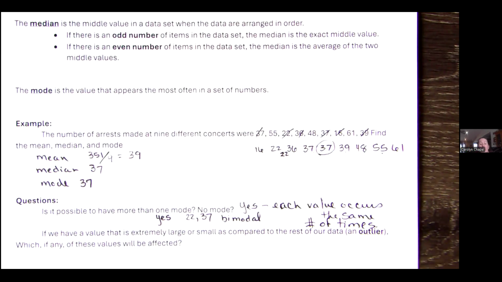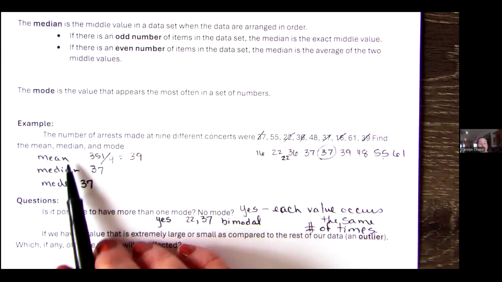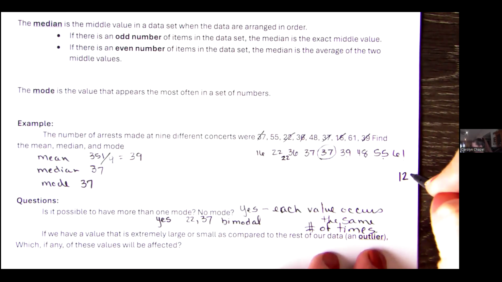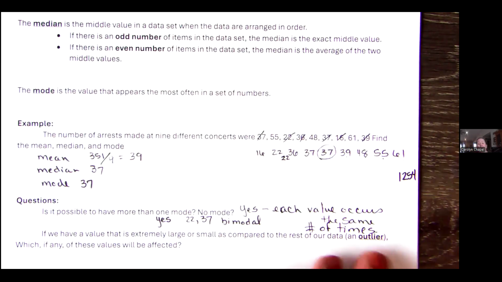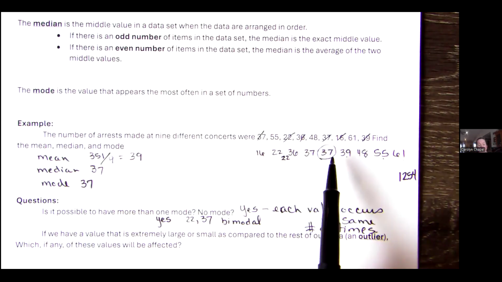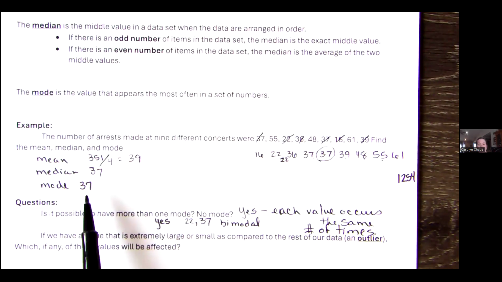Okay. If we have a really large number or a really small number compared to the rest of our data, which of these 3, mean, median, and mode, would be affected? So let's say I added another data value up here of 1254, so 1,254. Which ones would be affected? Well, the mode's not going to change because there's still 2 37s as opposed to just one of everything else. So that does not affect anything.